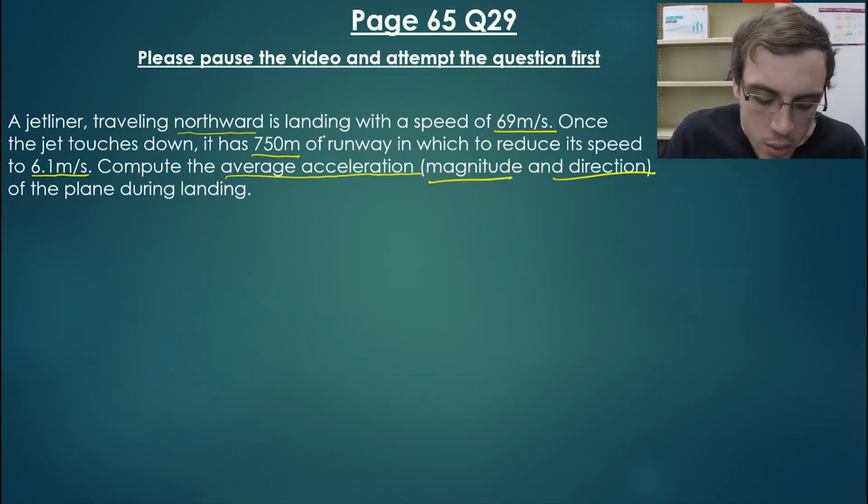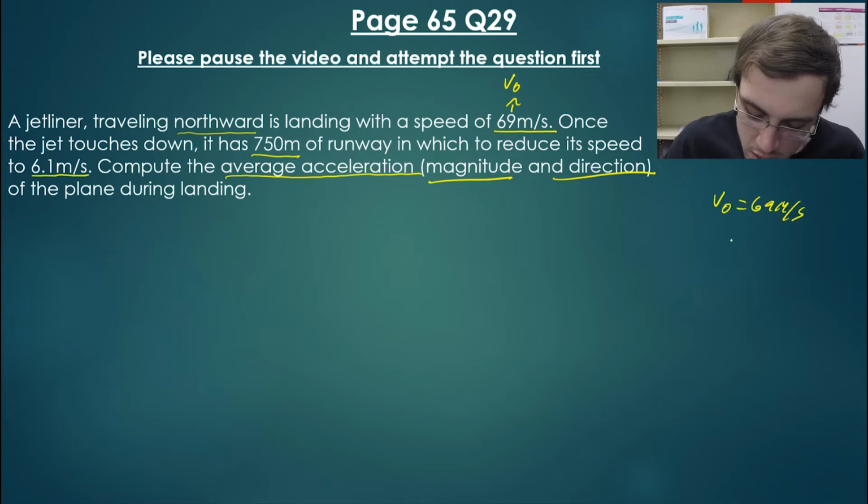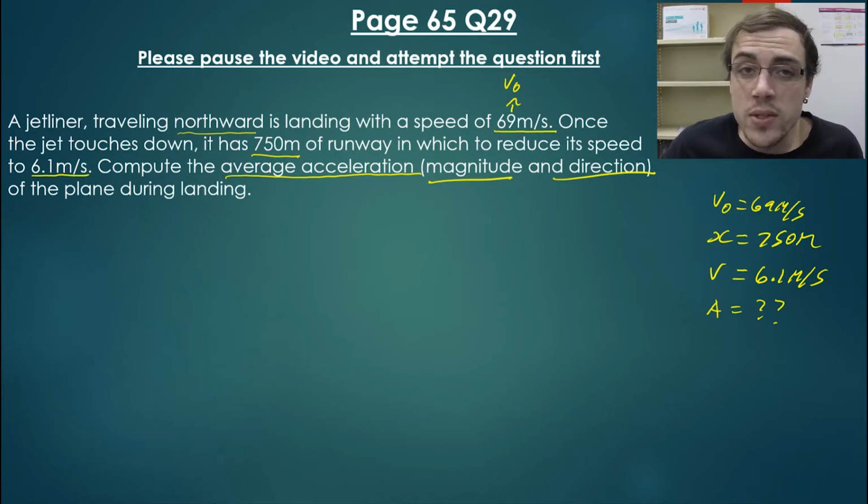So we know that we have the initial velocity, 69 meters per second. We have our displacement, which is 750 meters. We have our final velocity is 6.1 meters per second. And we want the acceleration. So I've got 3 of our 5 values. That's brilliant. So you look at your kinematic equation sheet and you go, well, okay, which one has all of the things that I need?